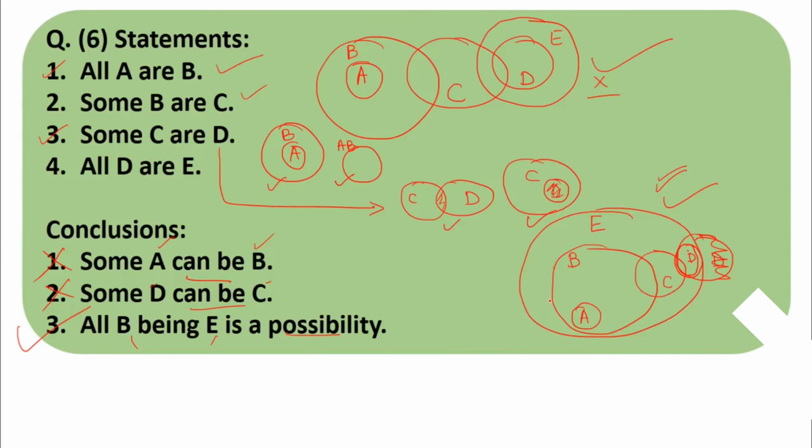We just tried to find out an alternate diagram. Based on this conclusion, we drew a diagram. We took the statements, we tried to redraw the diagram, and we got the answer. Moving on to question number 7.